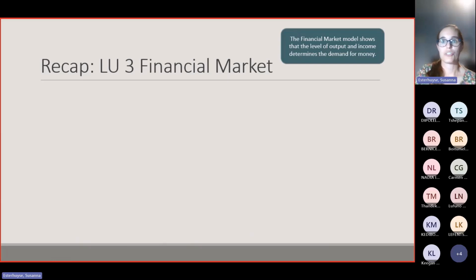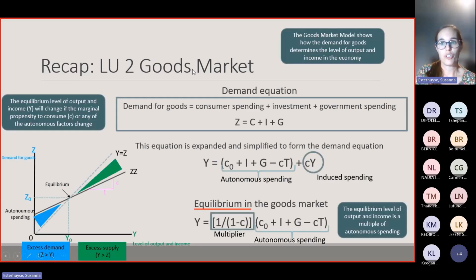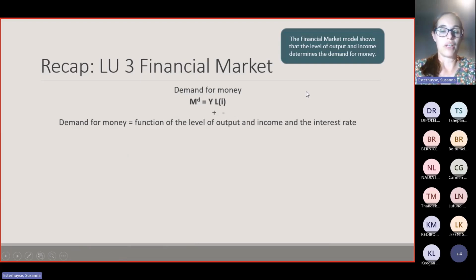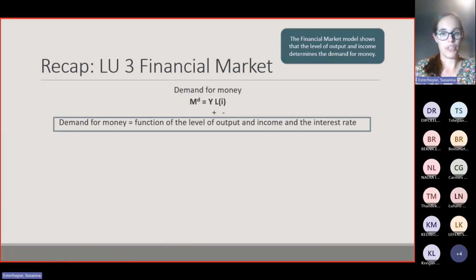So the financial market shows that the level of output and income determines the demand for money. So remember in the goods market, we said that the demand for goods is determined by the level of output and income. And over here, you are learning now that the level of output and income determines the demand for money. So you learned about the demand for money equation, which we said was that the demand for money is a function of the level of output and income and the interest rate.